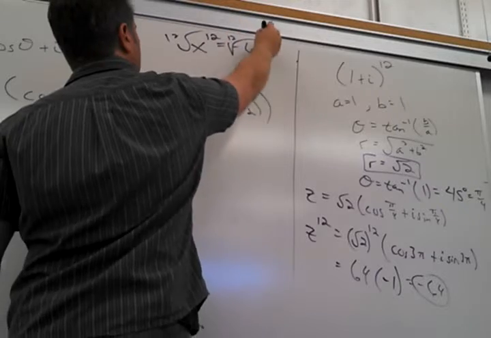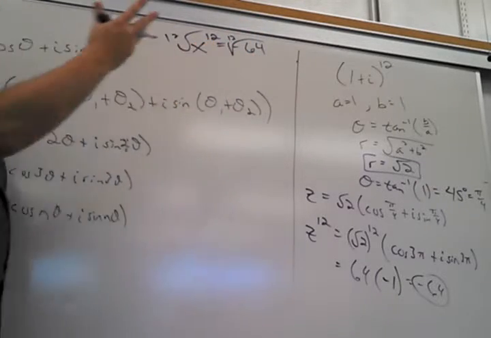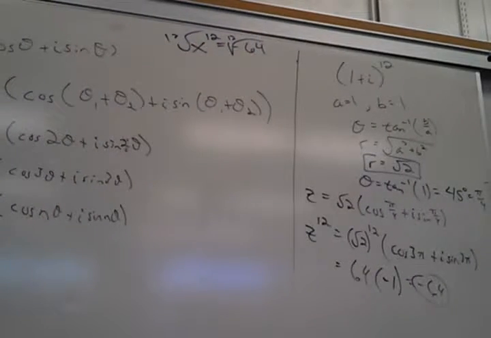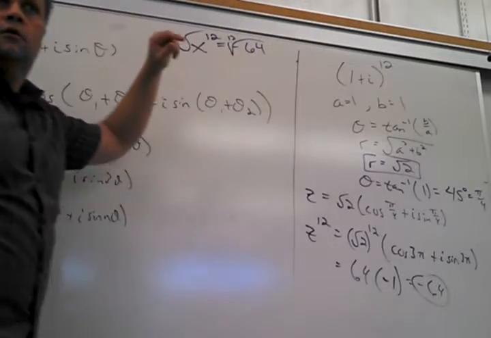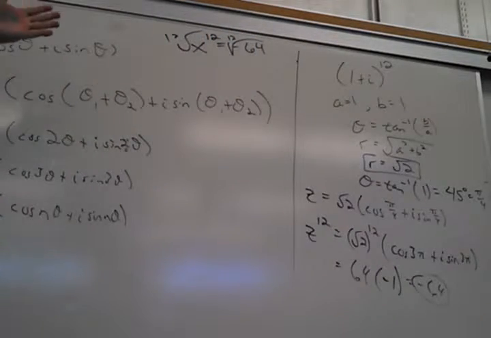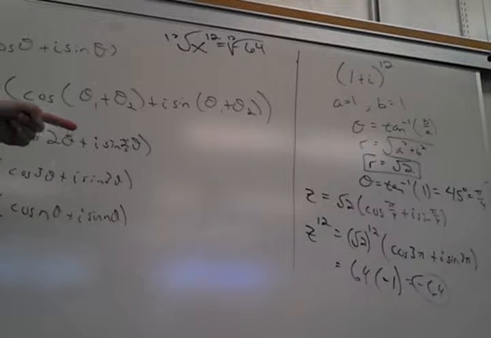And of course, how many answers should this have? 12. We know that from earlier. It should have that many answers. So a 12th root of negative 64 is 1 plus i, because if I take 12 of 1 plus i's, I get negative 64. Not a huge deal there, right?